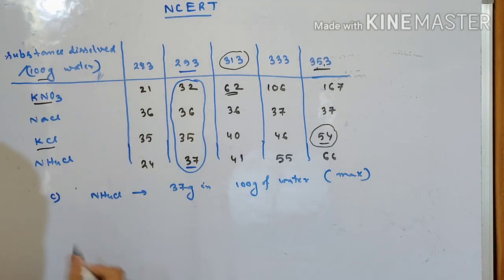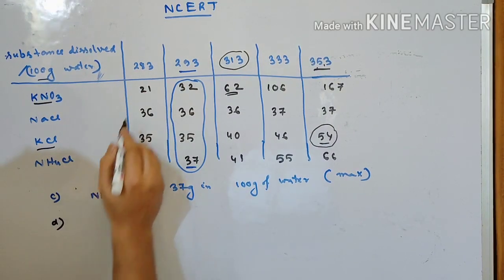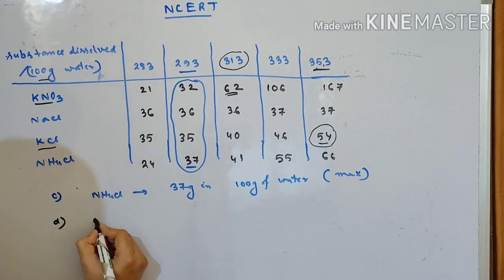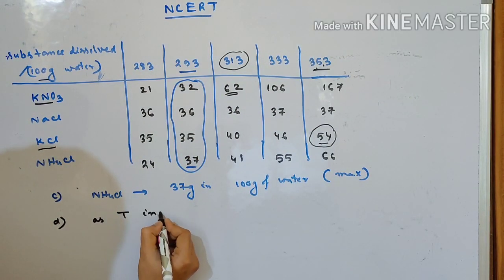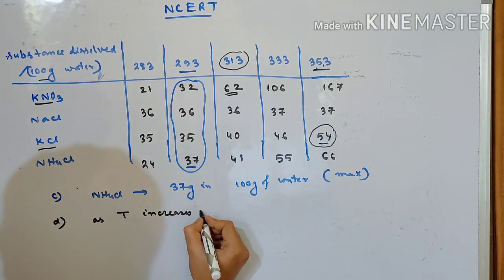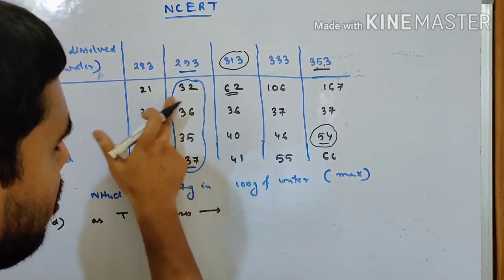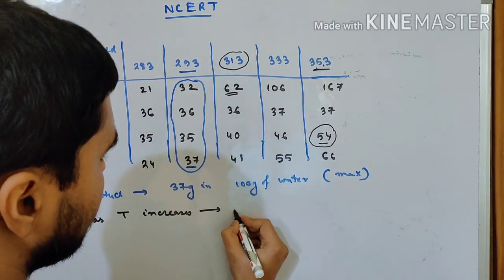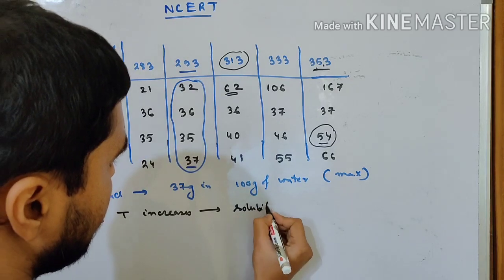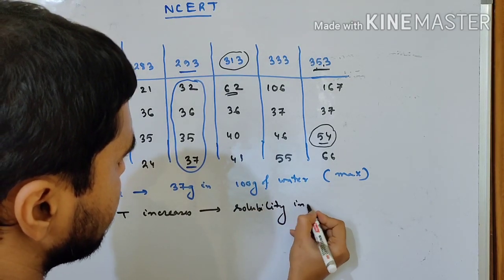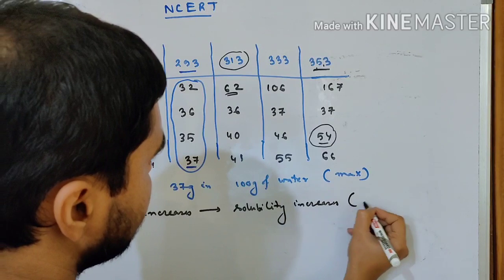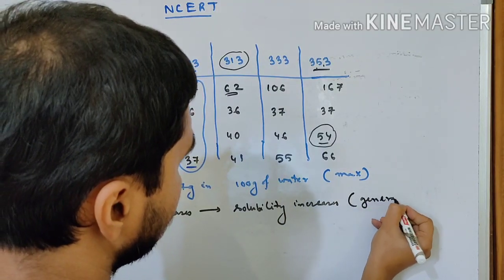Effect of change on temperature. So what you can see, as the temperature rises, as T increases, obviously what will happen? The solubility is increasing. So solubility increases. That is the generalized case, generally.